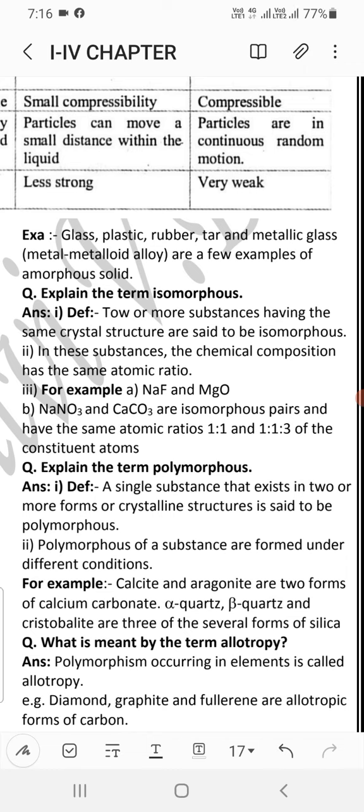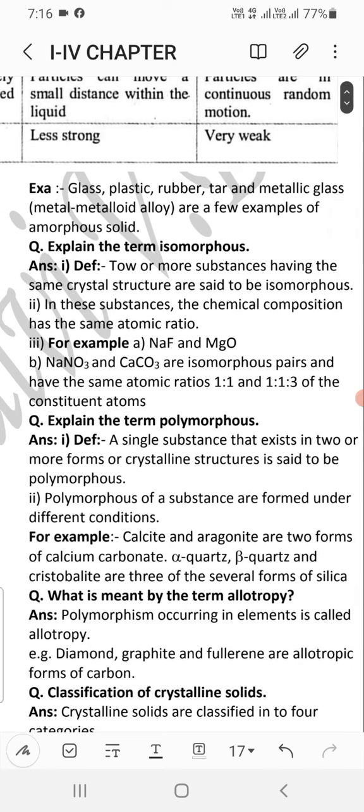A single substance that exists in two or more forms of crystalline structures is said to be polymorphous. Polymorphs of a substance are formed under different conditions.